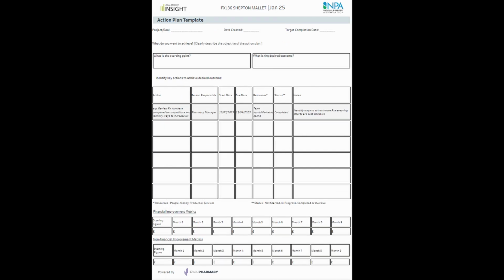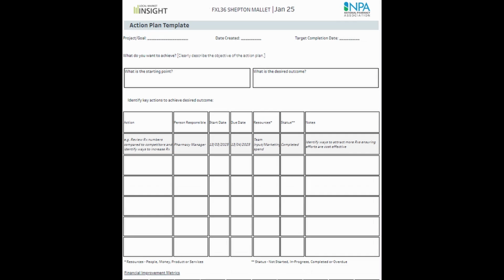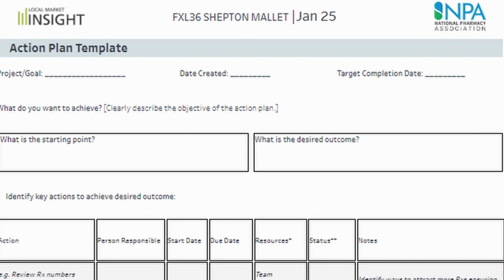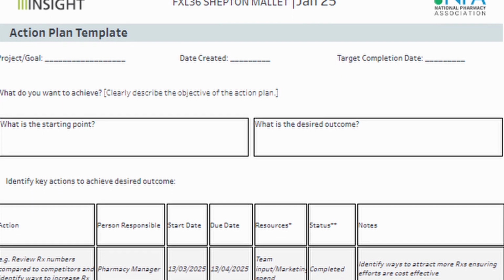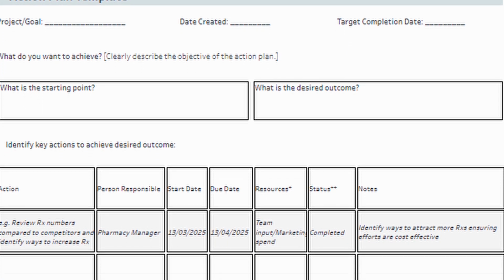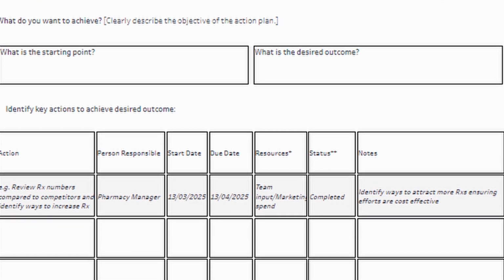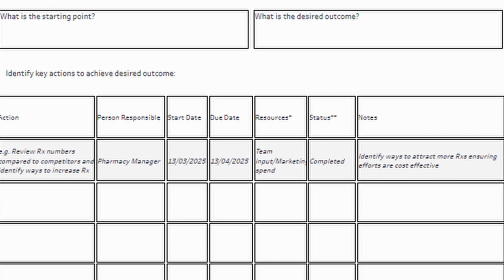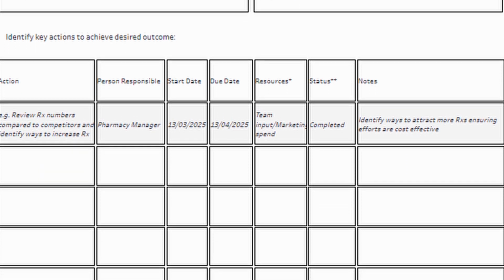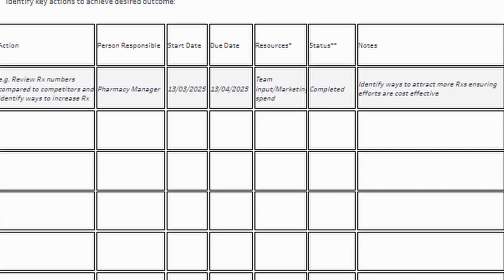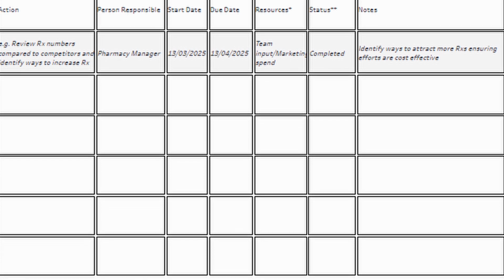To wrap up, the final page of your report is the Action Plan template. This page is designed to help you turn insights into real improvements. You can use it to define a specific goal based on the data you've just seen, whether that's increasing service activity, improving item growth, or re-engaging with local surgeries. From there, you can map out the key actions, assign responsibilities, and set clear target dates.